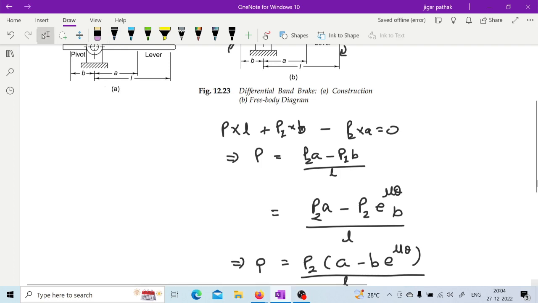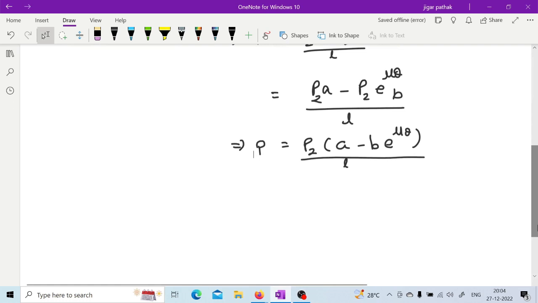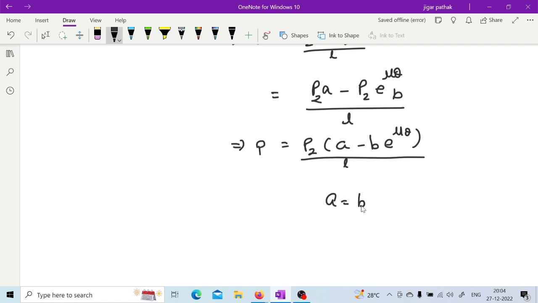Here also, if someone asks you to write the condition for self-locking, can anyone tell what will be the condition for self-locking? A equal to B e to the power mu theta. Right, so A equal to B e raised to mu theta, or actually in order to avoid this particular condition, your A should be greater than B e raised to mu theta. So if A by B is less than or equal to e raised to mu theta, then self-locking is there. Is it correct?